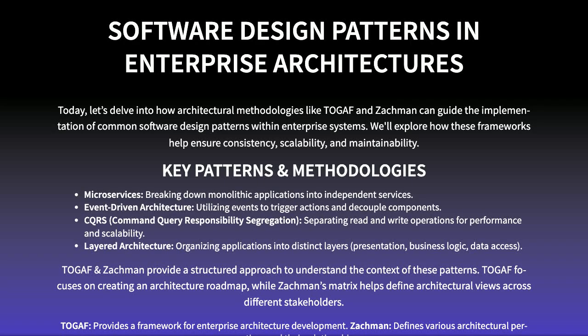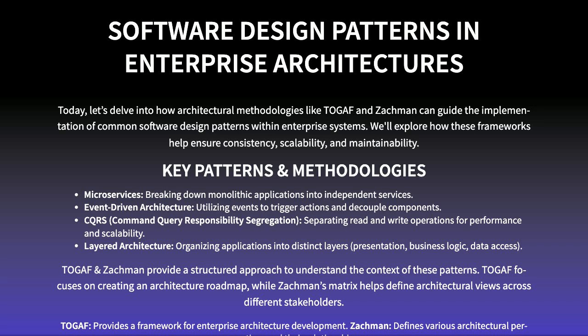Okay, let's talk about how we apply common software design patterns when building enterprise systems. Think about things like microservices, breaking up a big application into smaller, more manageable pieces. Or maybe event-driven architecture where different parts of the system communicate through events. We've also got CQRS and layered architectures, which are pretty standard in modern development.